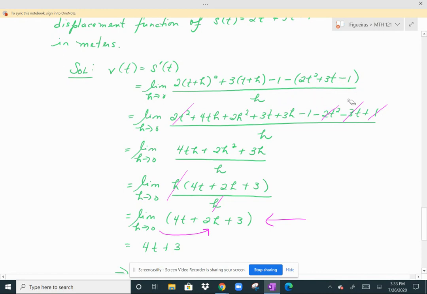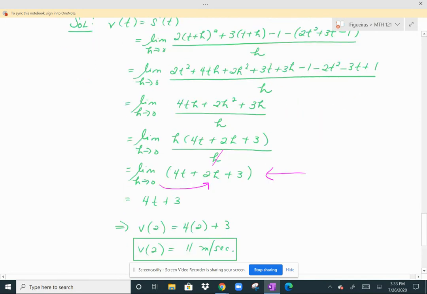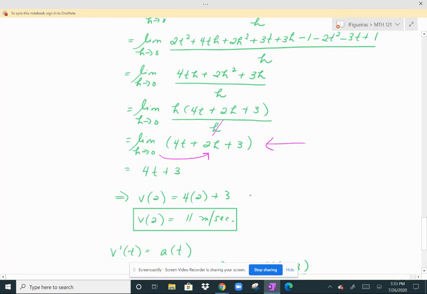Okay, so if I just wanted to know what the general velocity function is, it's 4t plus 3, but we were asked to evaluate it at 2. So now we have to take the 4t plus 3 and plug in 2. So that's what you see here. The velocity at 2 is 4 times 2 plus 3, that's 11. And the units were in meters per second. So the velocity is 11 meters per second.